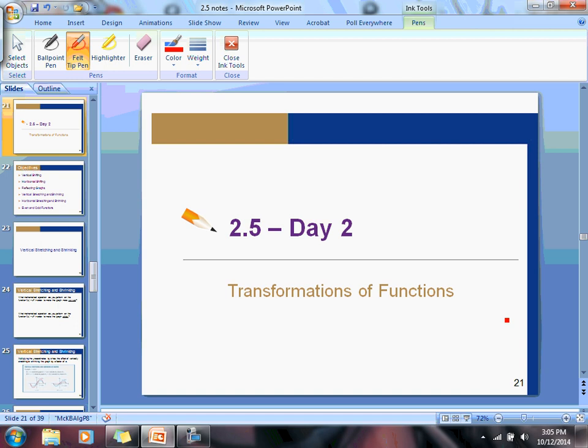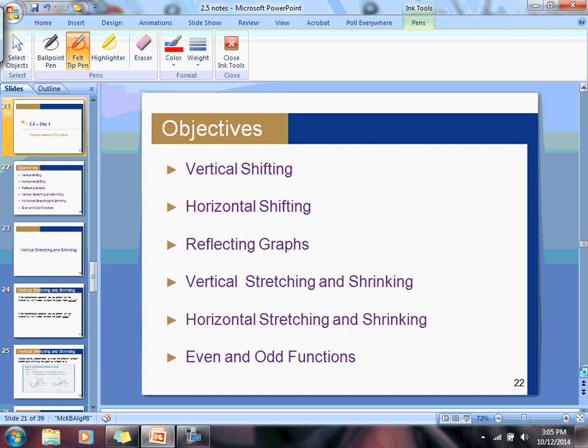These are the notes for section 2.5, day 2, entitled Transformations of Functions. And today we're going to talk about these last three objectives. We're going to talk about vertical stretching and shrinking, as well as horizontal stretching and shrinking of a function. And then we're going to talk about the behavior of even and odd functions.